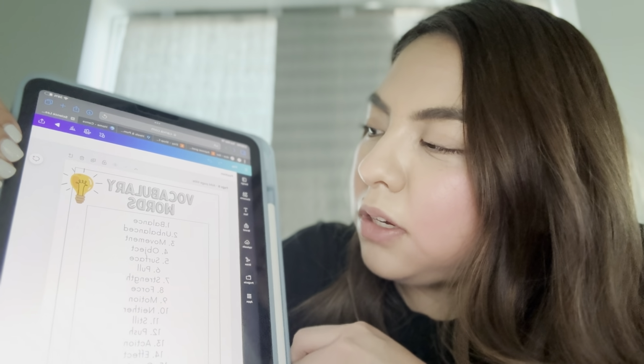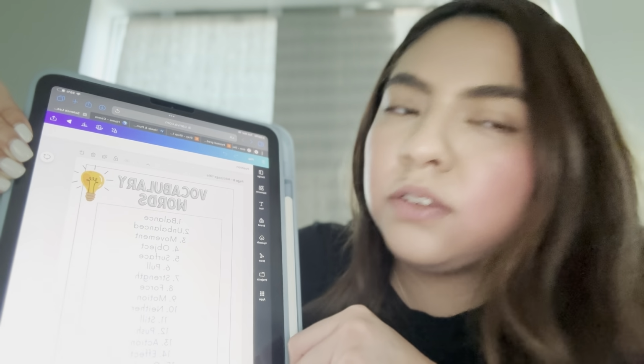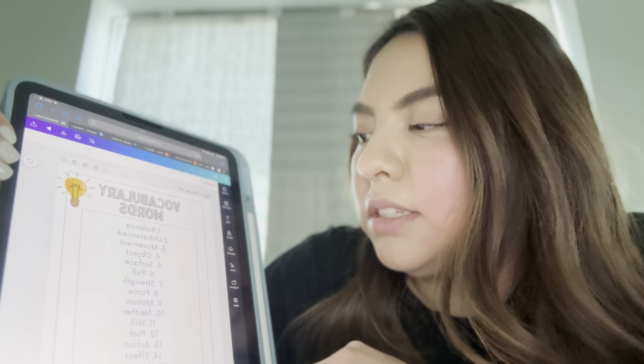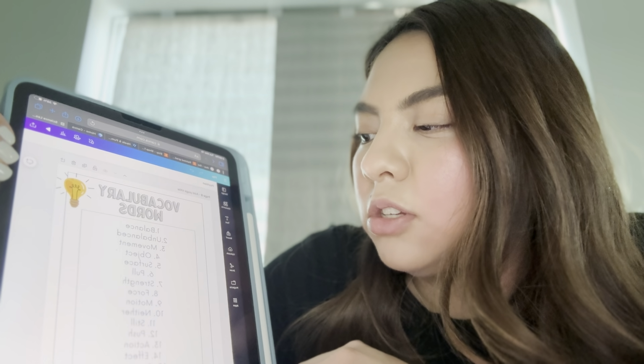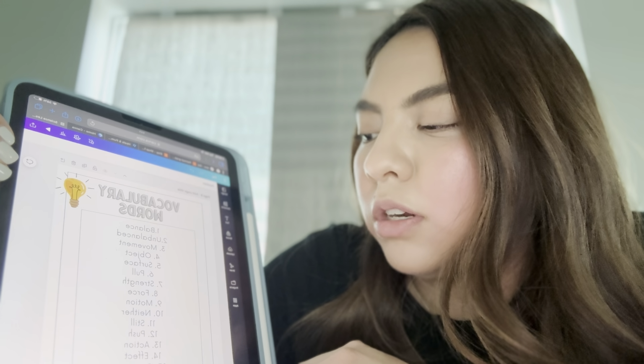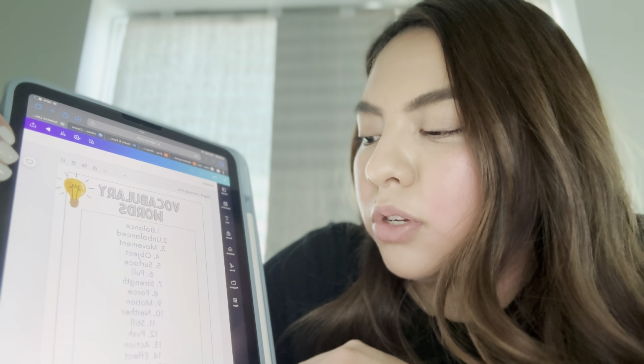The vocabulary words that they should learn by the end of this lesson are balance, unbalanced, movement, object, surface, pull, strength, force, motion, neither, still, push, action, effect, and greater. And that is it for my lesson plan. Thank you.